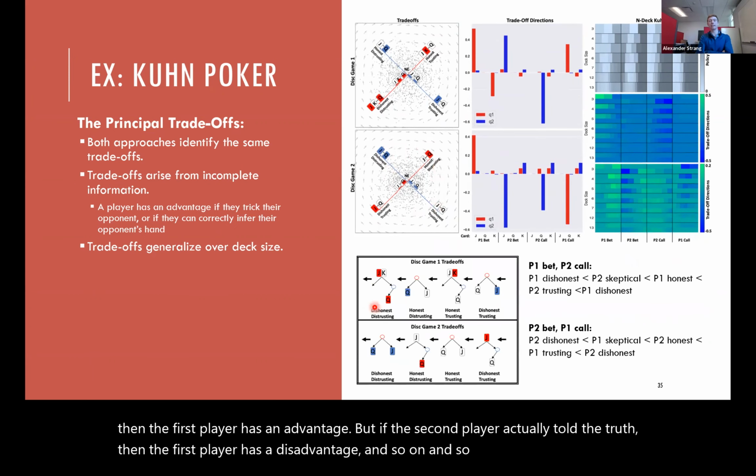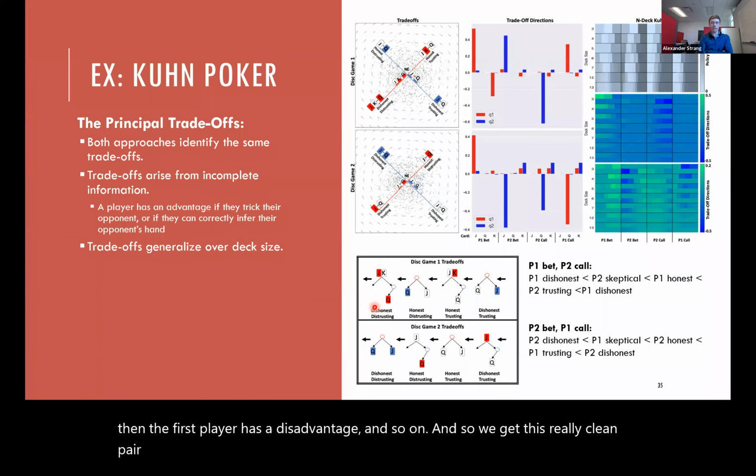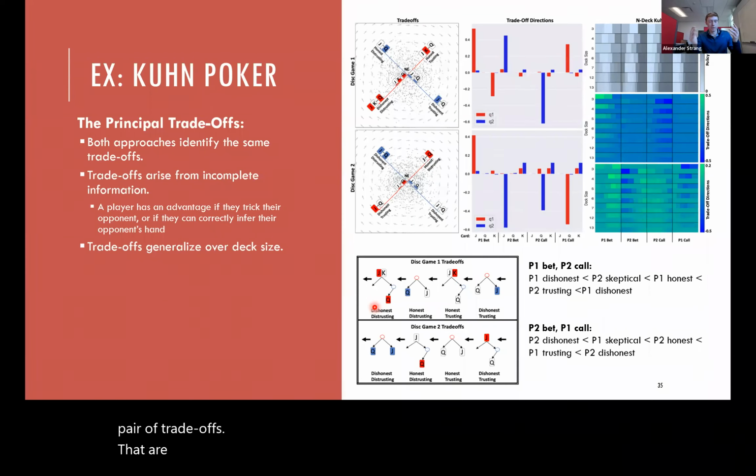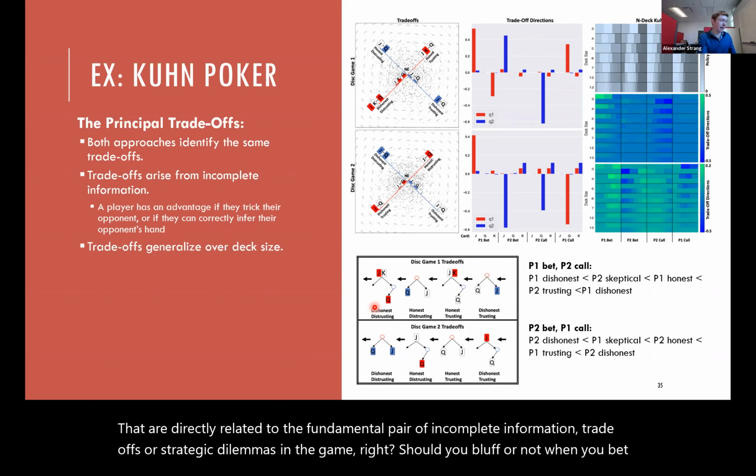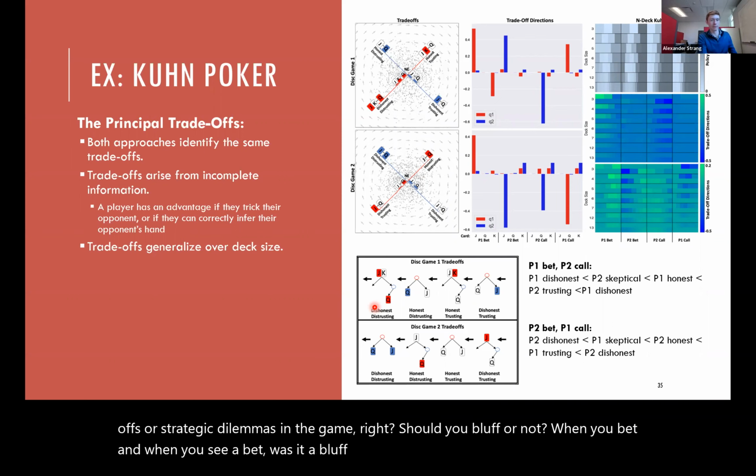And so we get this really clean pair of trade-offs that are directly related to the fundamental pair of incomplete information trade-offs or strategic dilemmas in the game, right? Should you bluff or not when you bet? And when you see a bet, was it a bluff or was it the truth?